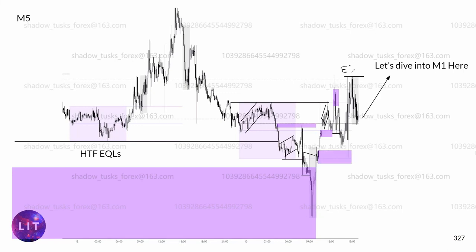What are we doing? Building equal highs right here. What can we expect? Price to push higher as we're trading away from this inducement, our higher time frame lit cycle plus lower time frame one, right? So we obviously expect price to go higher. So let's dive into M1.